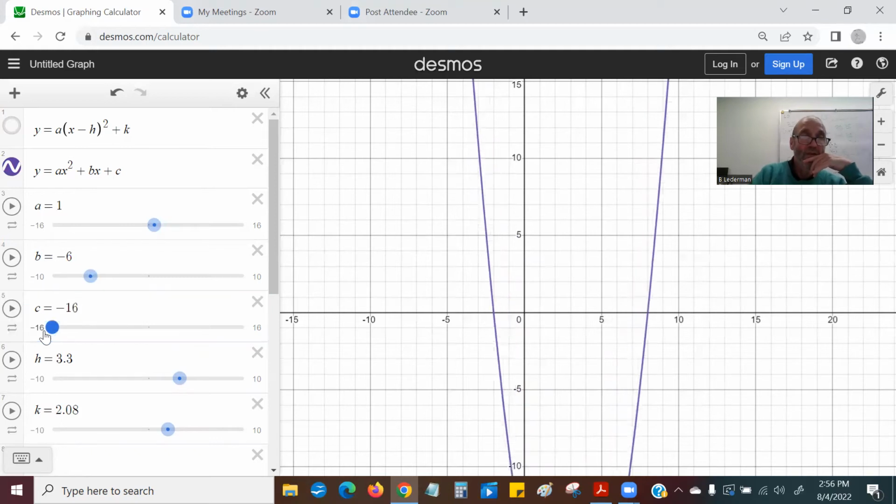C is going to be negative 16. So A was 1, B was negative 6. This thing's bothering me for a minute. I want to get rid of this.